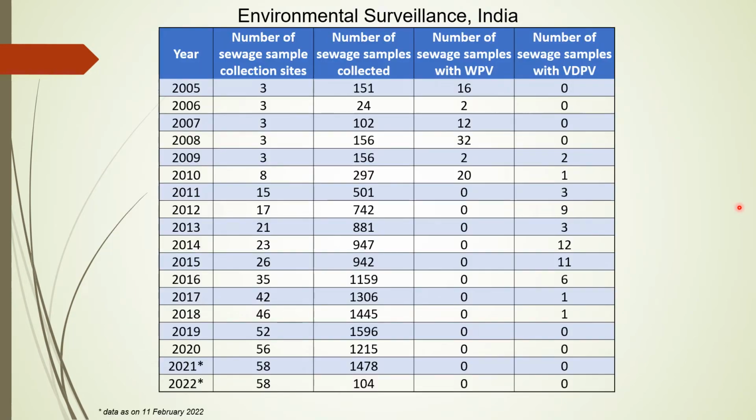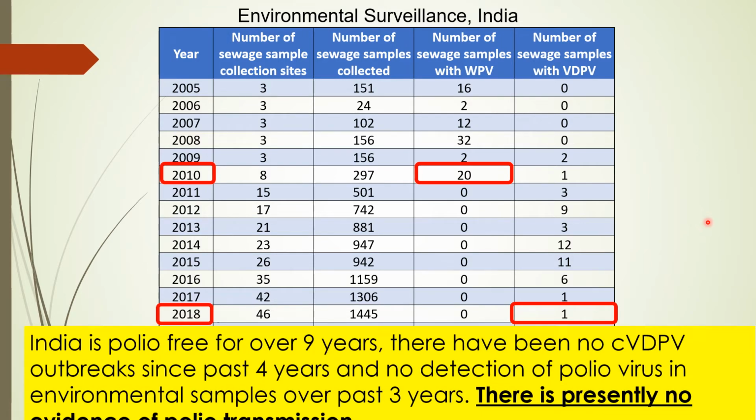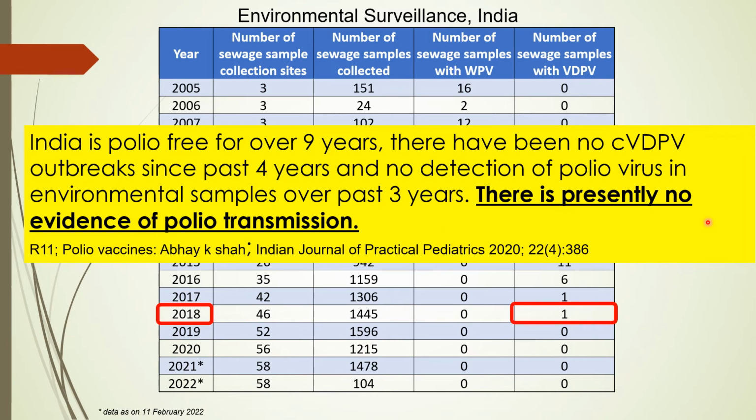If you look at environmental surveillance for looking for virus, in 2010 we had 20 cases of wild polio in sewage samples in India. And in 2018, we had 1 case of vaccine-derived poliovirus from the sewage. After that, nothing is being reported. That's good news as far as we are concerned. Now, therefore, India is polio-free for 9 years. This was said in 2020, therefore it will be 12 years now.